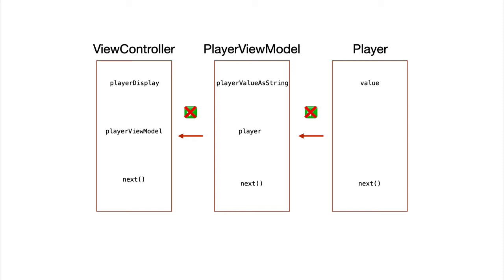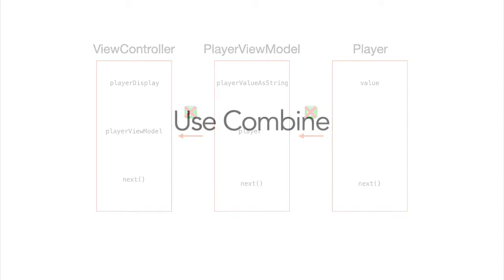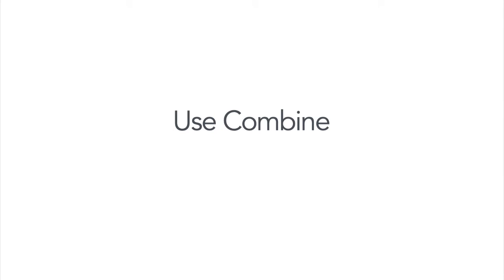Now we could do that with notifications, with key value observing. We could do it with closures and callbacks. We could do it with delegates. We have a whole bunch of tricks up our sleeves. What Apple has done is said, look, we're going to unify all of those asynchronous ways of communicating into Combine. And so let's do this with Combine instead.